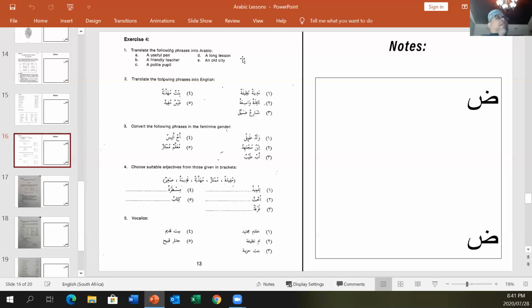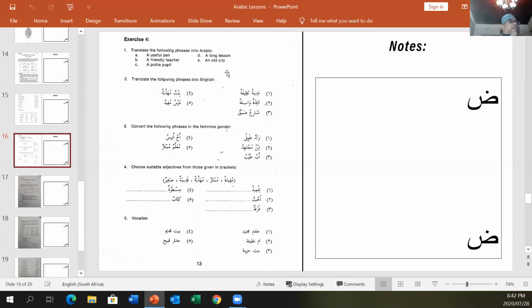Now we come to a long lesson. Darsun tawilun. And what is the feminine part of that? Darsun is a masculine word. There's no feminine form of darsun. You can't say darsatun. So, darsun tawilun. Okay, take note. Righto.